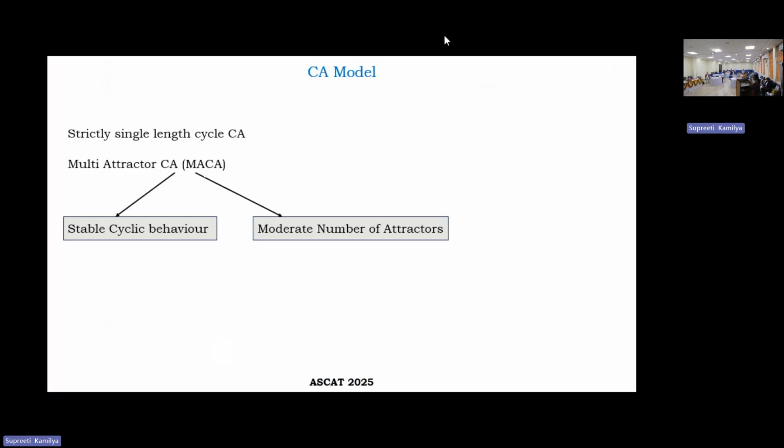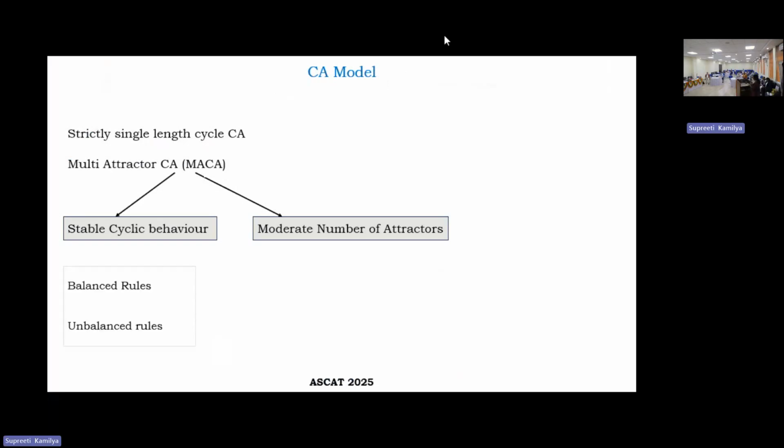That means here two factors are working. If we increase the CA size, the cycle structure, I will be explaining that term after a few minutes, should be approximately the same, and the number of cycles should be limited.